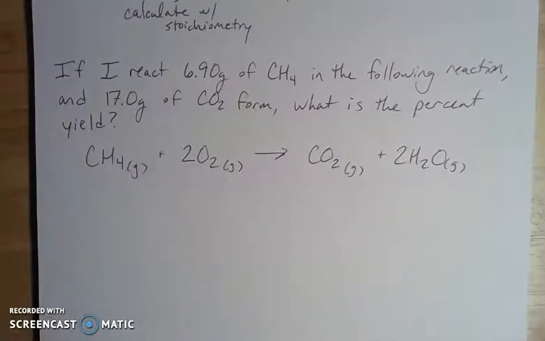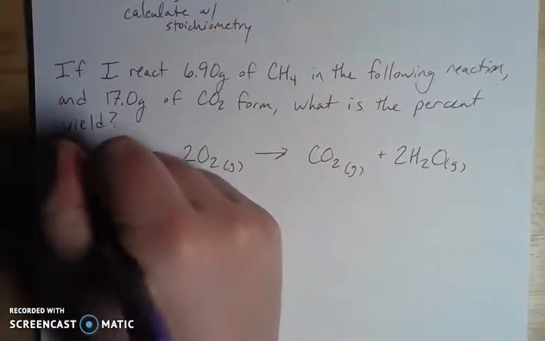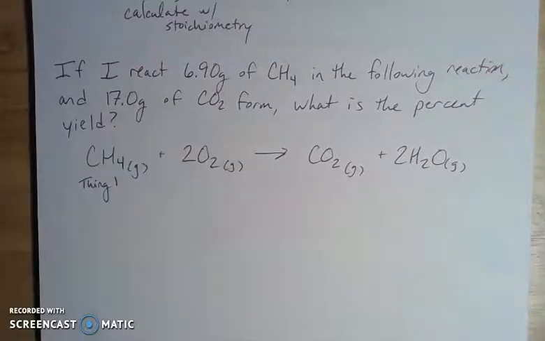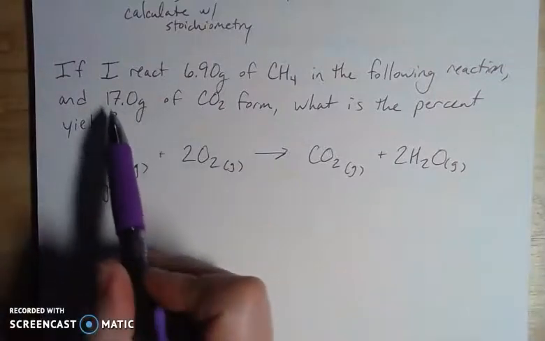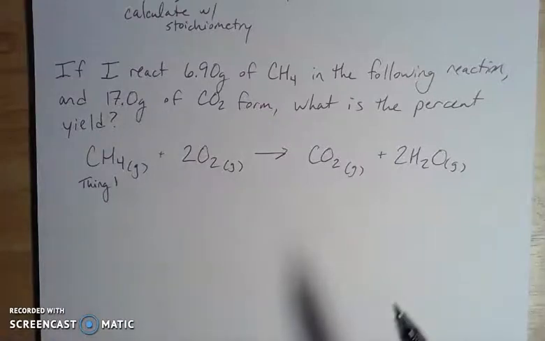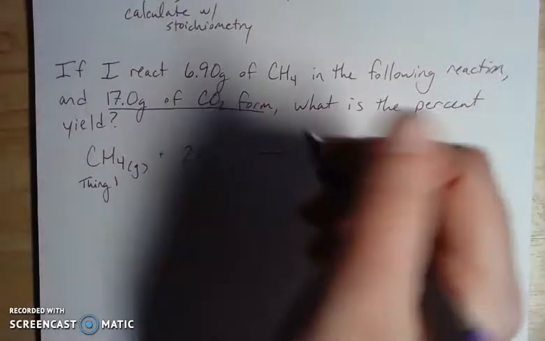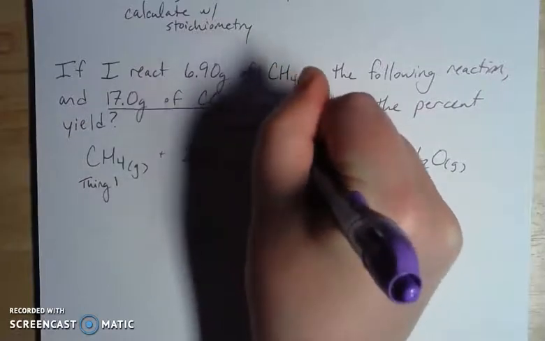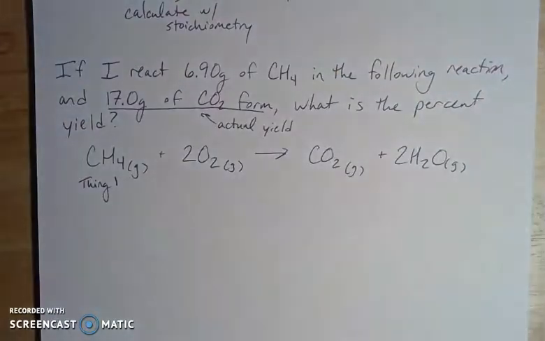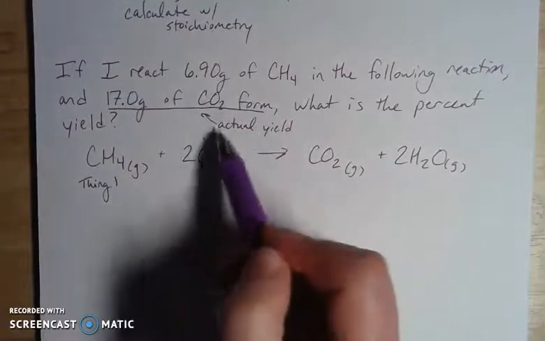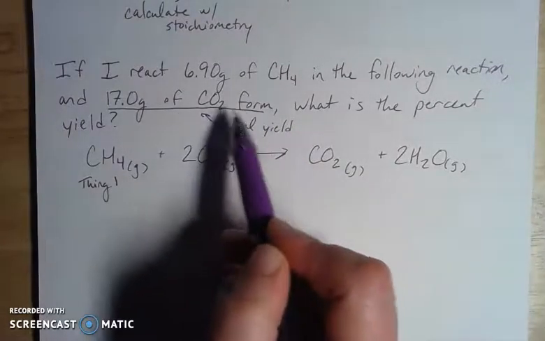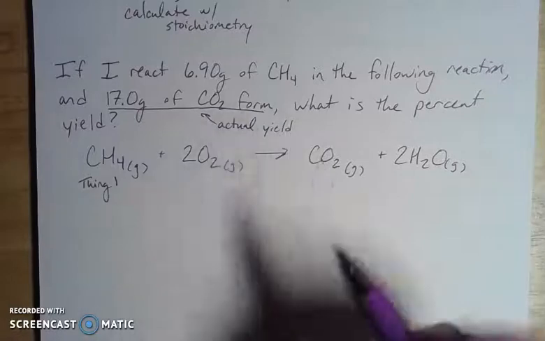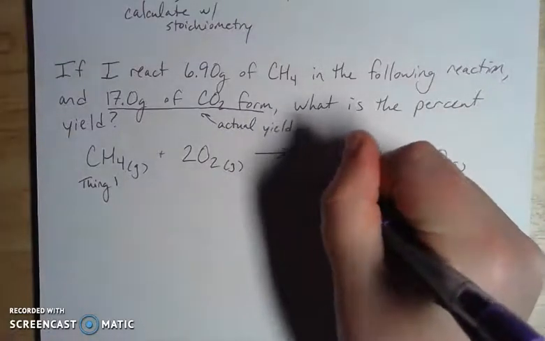So if we're thinking about stoichiometry, our first step is to identify our thing 1 and thing 2. So thing 1 in this case is methane, because that's what I'm given information about. And it says that 17 grams of carbon dioxide form. So this 17 grams of carbon dioxide is going to be my actual yield. That's what I actually made. So it told me that. And so since I was given the actual yield of this, I need to figure out the theoretical yield of this. So that means carbon dioxide is my thing 2.